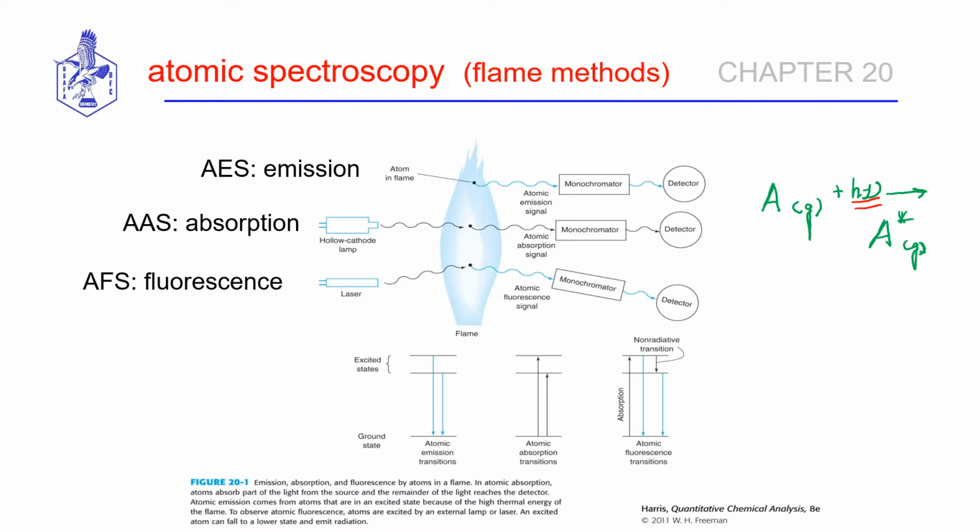Emission is where this species, once in the excited state, after some time settles back down to the ground state, and that is going to emit that characteristic photon. So this is your emission method, and this is your absorption method.